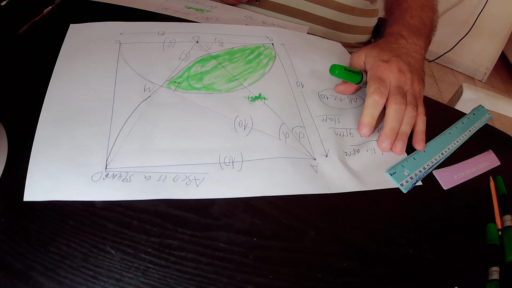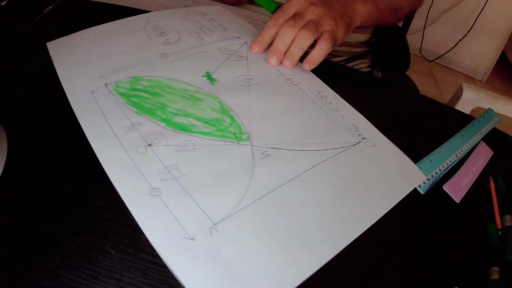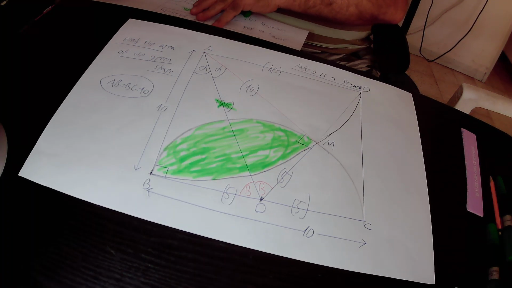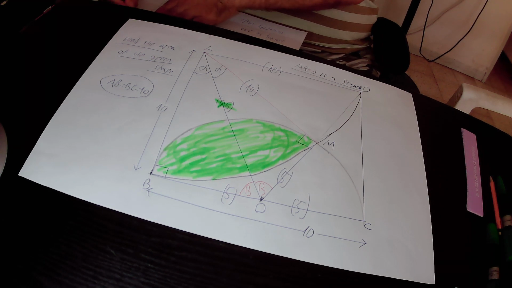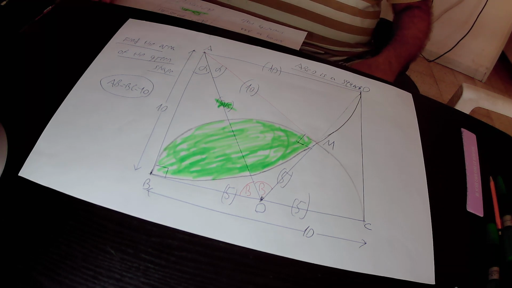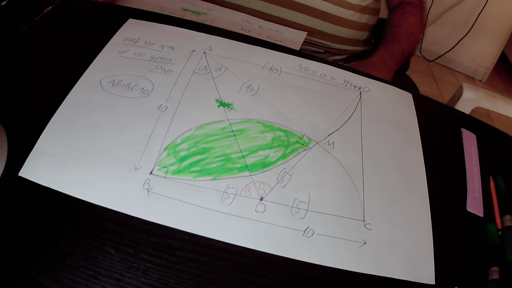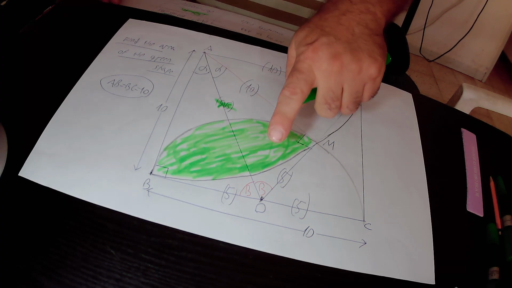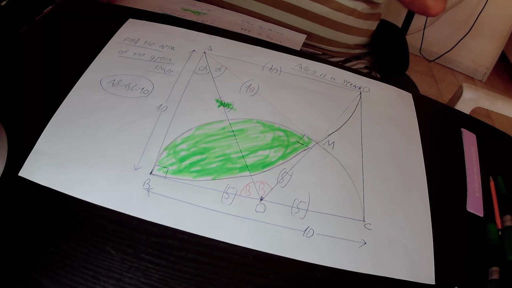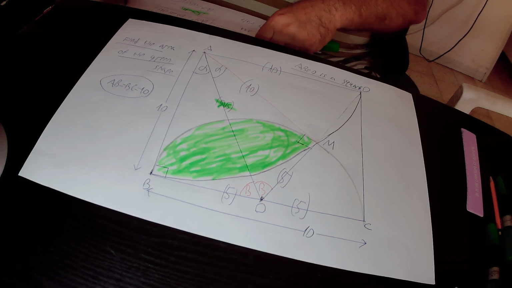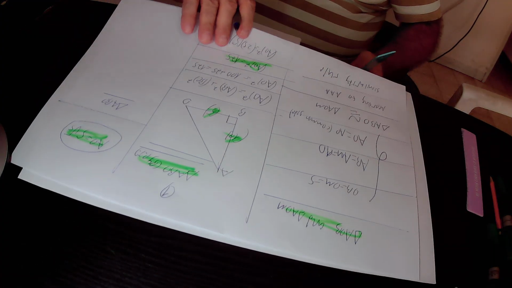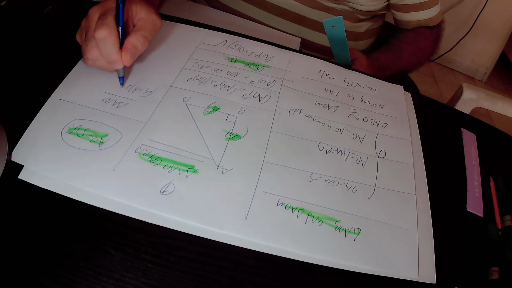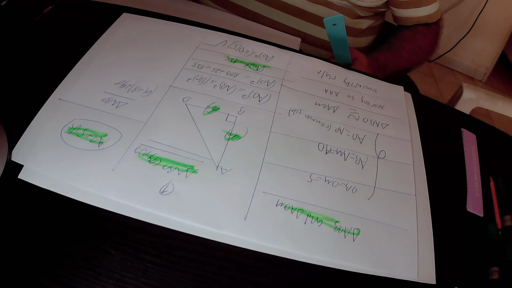We know that we continue to focus on the right triangle ABO. We know that the sum of the angles in any triangle is equal to 180 degrees, and therefore the sum of the angles in the right triangle ABO must be equal to 180 degrees. So which angles do we have in the right triangle ABO? We have alpha plus beta plus 90 degrees. In total, it must be equal to 180 degrees.